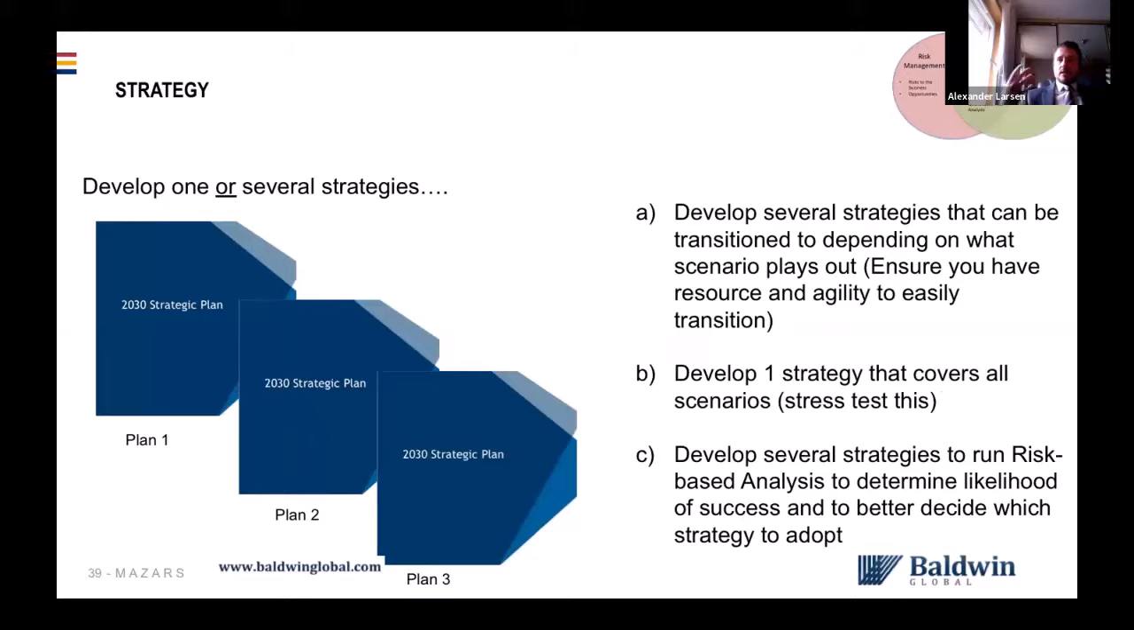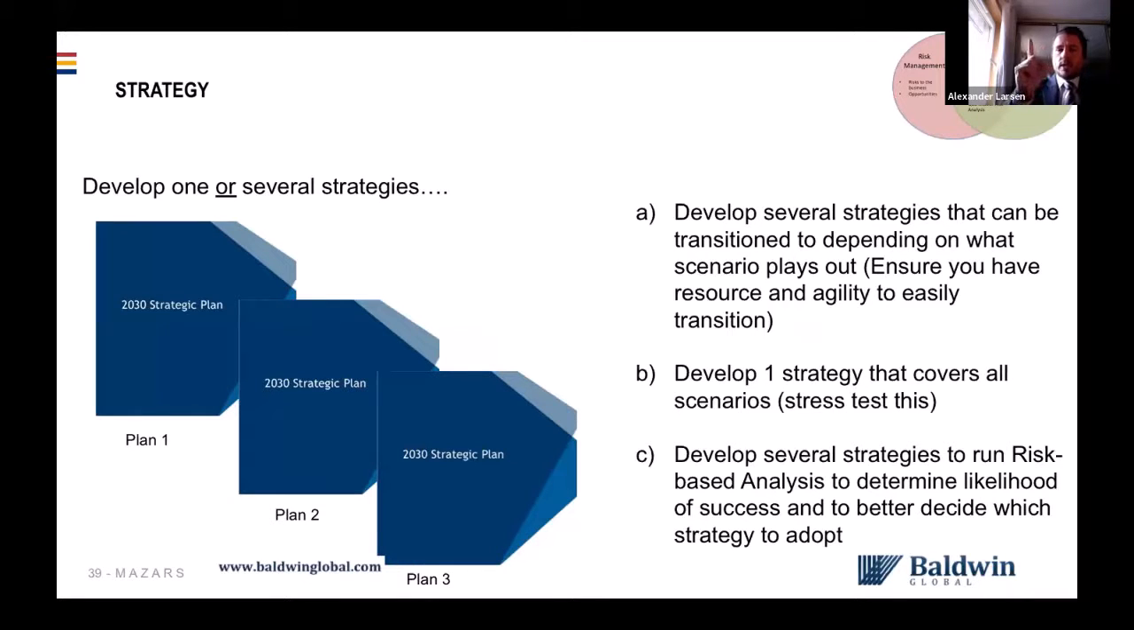So now we've done that and we've developed several strategies or one strategy. The idea is if we have several strategies, we can compare them. And if we then decide we want to continue with all these strategies, what's advantageous to having several strategies is, assuming your business model can adapt and you have the resources to adapt, you will have several strategies that can be transitioned depending on what scenario plays out. We have 4 scenarios or 3 likely scenarios. We're not sure which ones are actually going to play out, but we have strategies that we can adapt to each scenario as long as we have, as I say, resources and agility to easily transition.